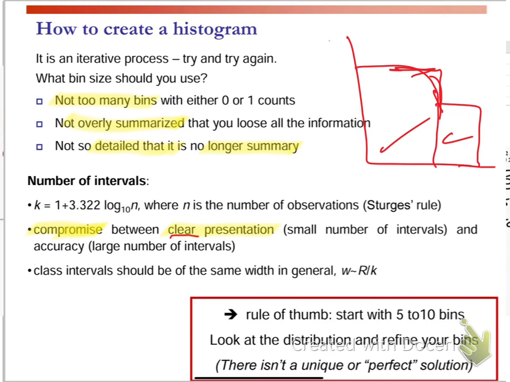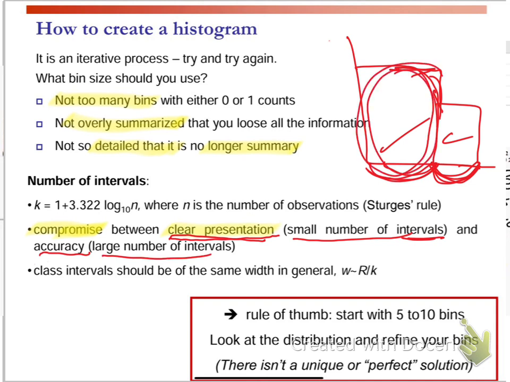So between the clear presentation, but a small number of intervals. I have only 2 intervals here. Okay, 1 interval, 2 intervals, 1 class, 2 classes. Intermediate class here. So I don't have enough details. So this is a clear presentation, which is a small number of intervals, but the accuracy needs a large number. If I have only 2, I don't have accurate details. So when I take any readings from here or arrive at a conclusion, it is not so accurate.